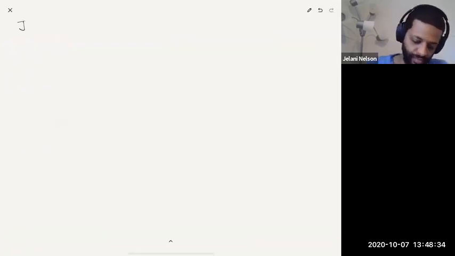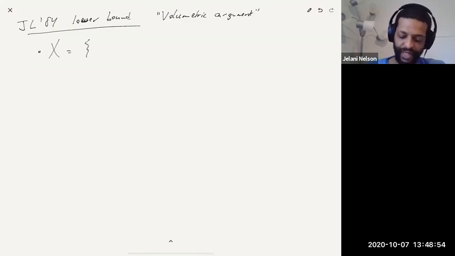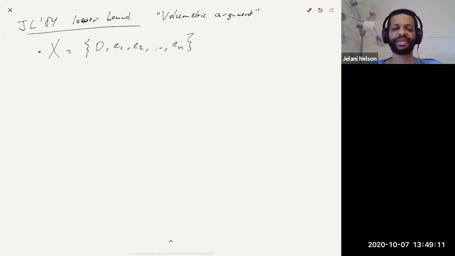So the JL 84 lower bound was what's called a volumetric argument. So they look at the hard set of points. Capital X for them is, say, the 0 vector together with e1, e2 up to en. So it's a set of n plus 1 points. So pretend n was actually n plus 1. Or just drop the en, it doesn't matter.